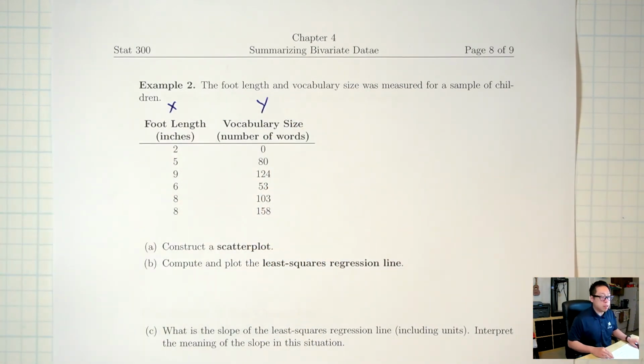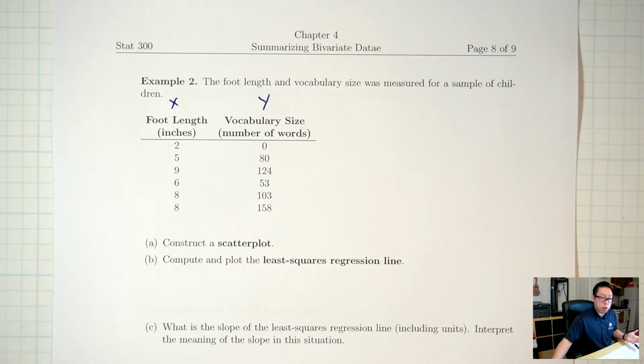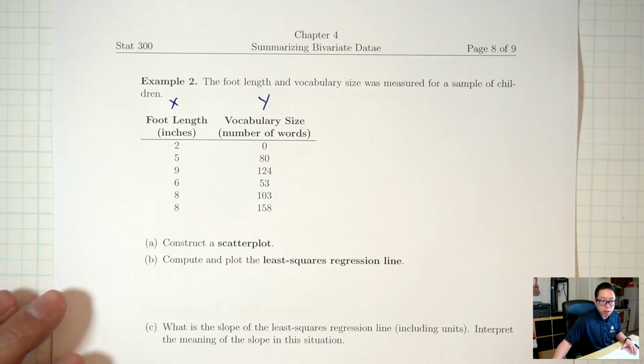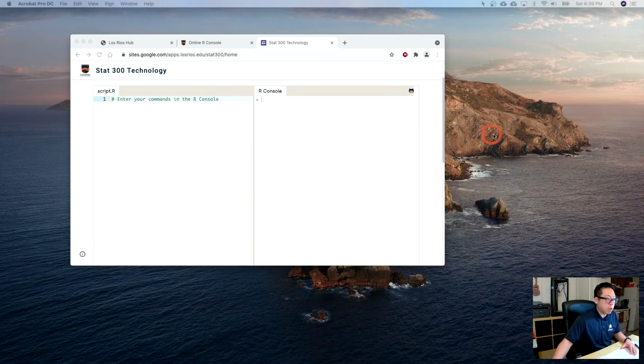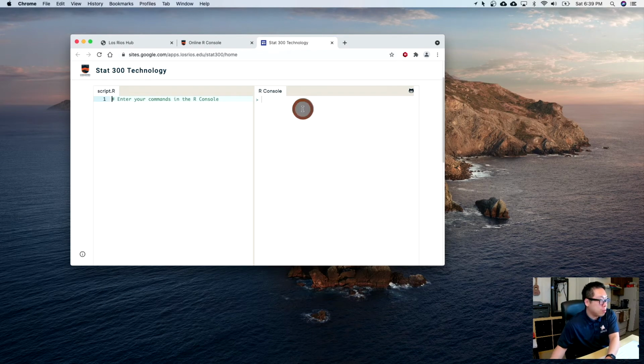So we have to enter this data into R. Let me use the online R console for this one, just to show you what it looks like. Here's the online R console. First thing we need to do is enter the data. Our first column is foot length, so you can name it, say, foot. Or if you want to be lazy, you can also just name it x. So let's be lazy on this one and call it just x. x equals c parentheses, and then type out the data separated by commas. So our foot length for x was 2, 5, 9, 6, 8, 8.